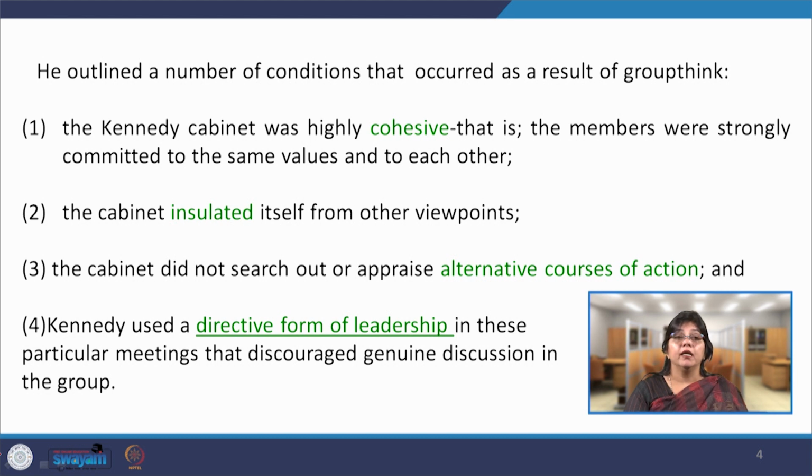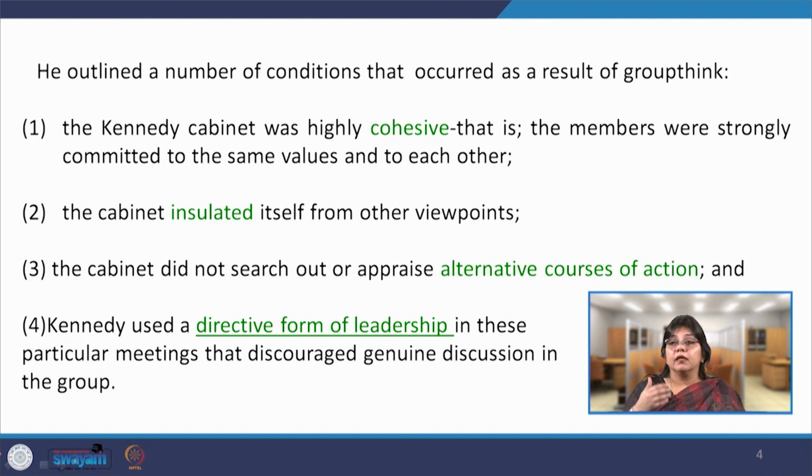Now, since the consensus was high, group members were highly cohesive, and they had high consensus about a particular decision, ultimately they avoided thinking about an alternative solution or course of action that could have been taken or avoided the disastrous impact of that invasion. And to implement that course of action, Kennedy used a directive form of leadership where all the decisions were taken by him on his own shoulders, and ultimately it was executed in a very unilateral fashion.